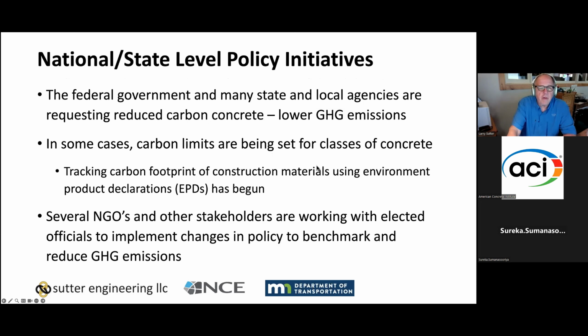There are going to be policies that drive this. Federal government and state and local agencies are requesting reduced carbon concrete. ACI is developing a code for low carbon concrete. A number of municipalities already have done this. Classes are being set, carbon limits are being set for different classes of concrete. We're tracking carbon footprint by the use of EPDs. That's going to start becoming a commonality in everything that we do.